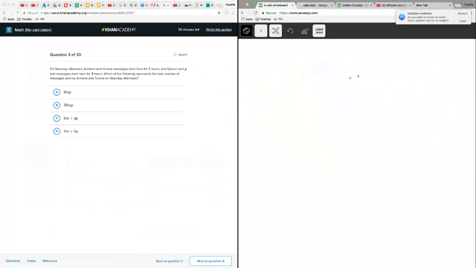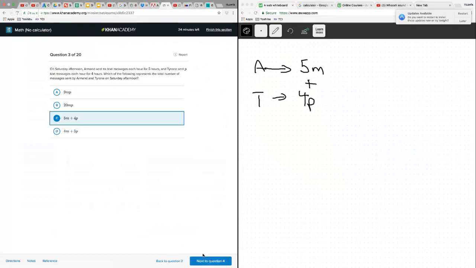So now let's read it. On Saturday afternoon, Armand sent M text messages each hour for 5 hours, and Tyrone sent P for 4 hours. So Armand sent 5M, and Tyrone sent 4P, right? Because he said for 5 hours, M per hour. Which of the following represents the total number of messages sent by both of them? It's just these guys added together. It's 5M plus 4P. This one's close, you've got to be careful, it's almost right.